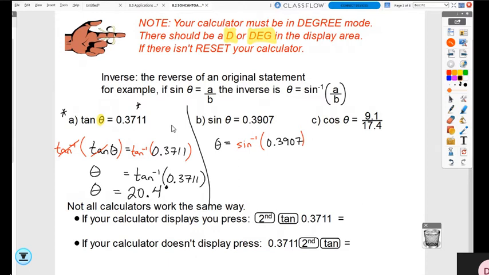And again, to get the sine inverse is very similar to how we got the tan inverse, and that's by hitting that shift or second function key, and then sine. So sine inverse, open the bracket, 0.3907, close the bracket, and what did you get? Yeah, 22.998, so we'll just say 22.99. We'll round that to 23 degrees, because this 9 rounds up to a 10, which carries over to the next digit.